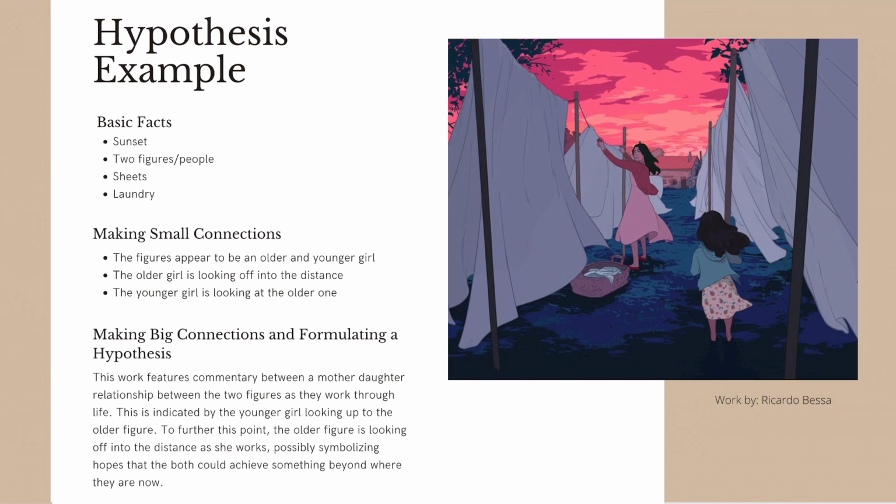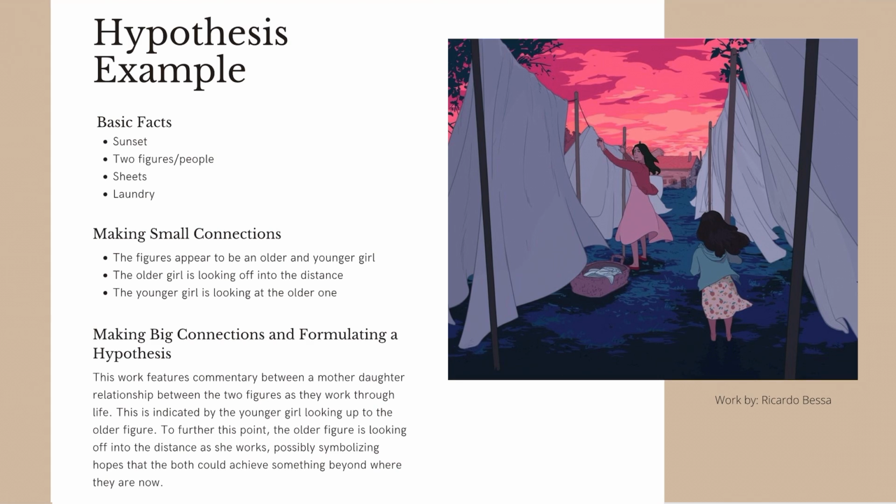So this is an example by Ricardo Bessa, and as I have here, I first started with determining the basic facts. So I noticed that there was a sunset. There were 2 figures or people in the image. There are some sheets around, and then laundry, and I just listed it there. Super fast, super easy. But then I started to decide what is probably more important, like what my eye actually really catches. And we're also starting to think ahead, what does this have to do with a story?